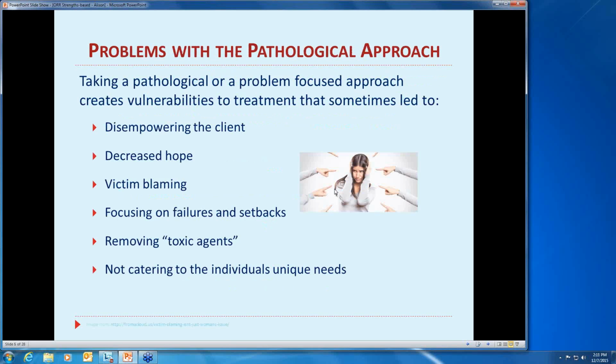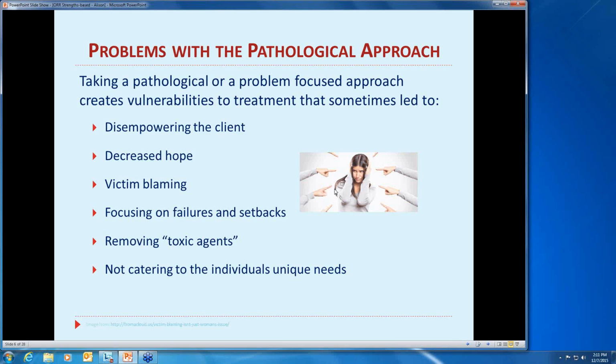So taking a pathological or a problem-focused approach creates vulnerabilities to treatment that sometimes lead to multiple problems. People and systems with good intentions have unintentionally oppressed people for hundreds of years, and like I said with the asylums, it was meant to be a very positive place with positive experiences. In many of these systems, the professionals decided what was best for the client, sometimes without having a complete picture of what the client was going through.